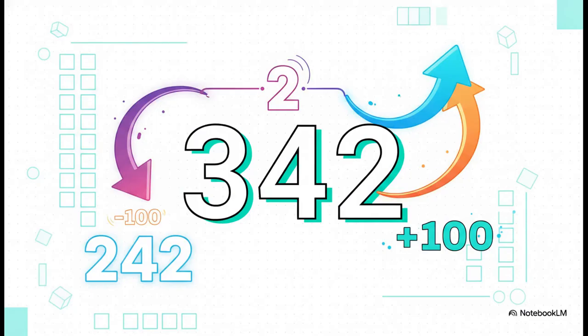Here's a perfect example. Say you look at an arrow showing a plus 100 jump, and it lands on 342. If you need to find the starting number, just reverse it. Drop that hundreds digit from a 3 to a 2, making it a minus 100 jump. Boom, your starting number is 242. It really is that easy when you think visually.